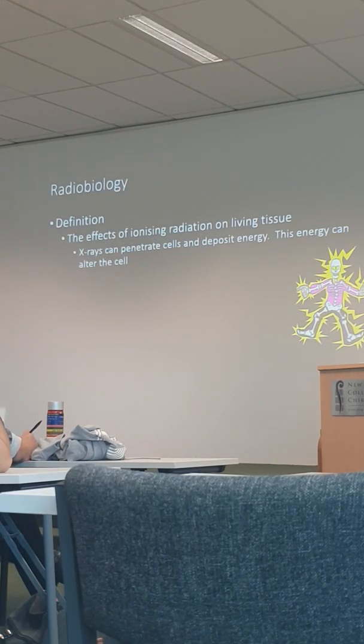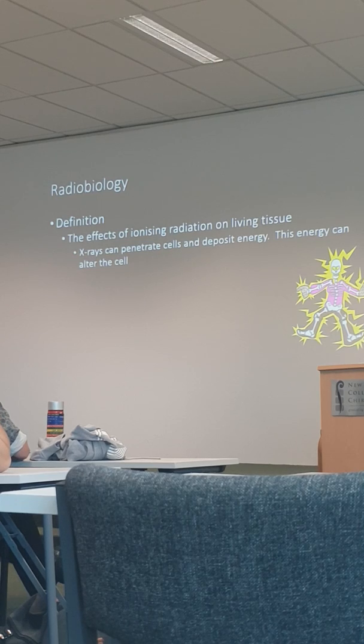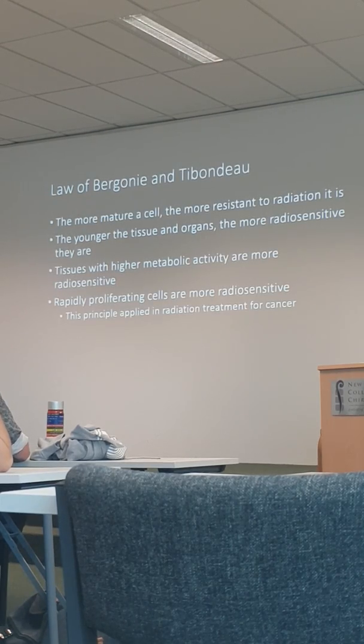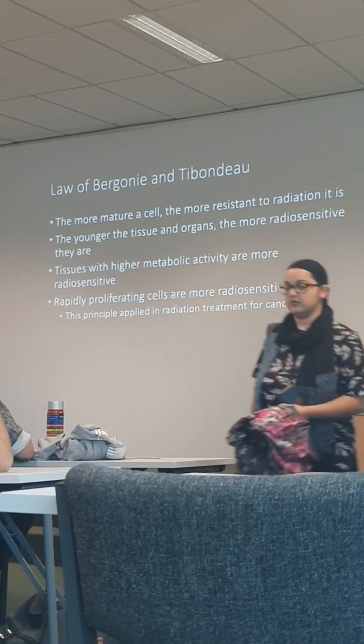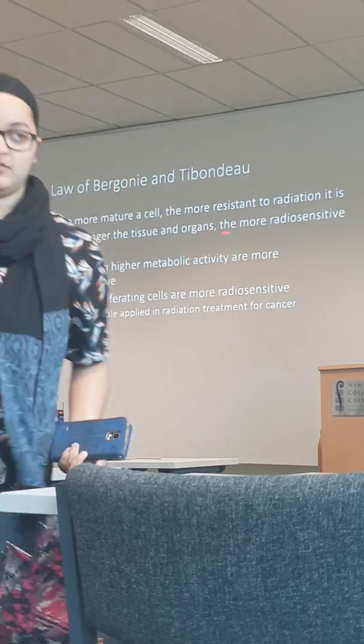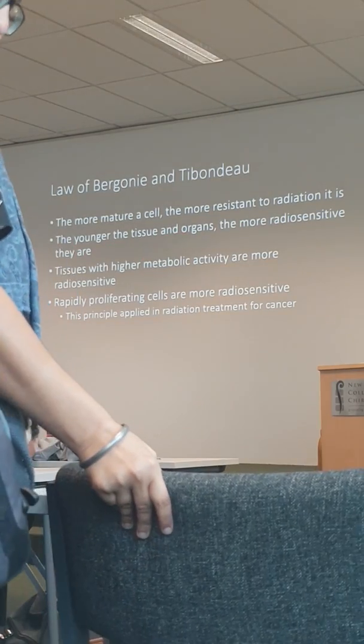So, radiobiology. Any of the ionizing radiation is going to have an effect on living tissue, and this is bad for the patient. The law of Bergonié and Tribondeau: the more mature a cell, the more resistant to radiation it is. The younger the tissue and organs, the more radiosensitive they are.